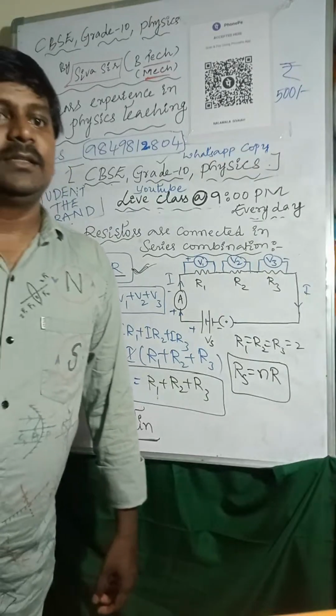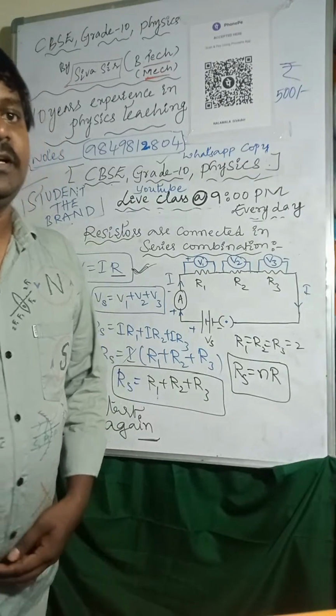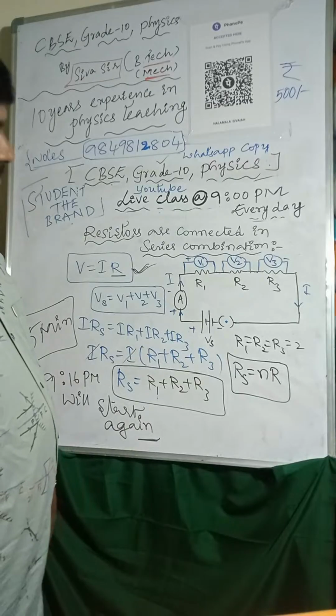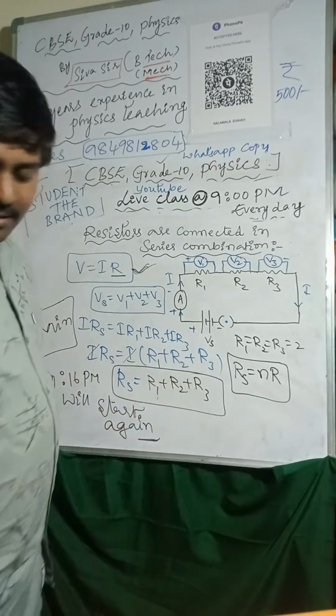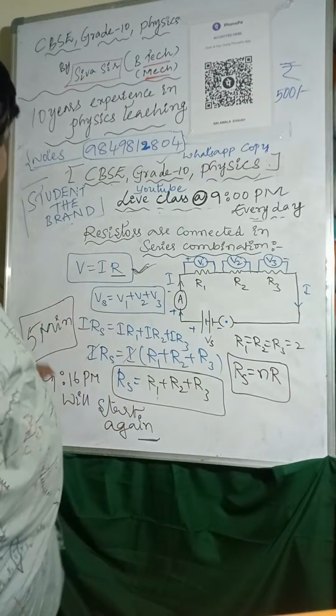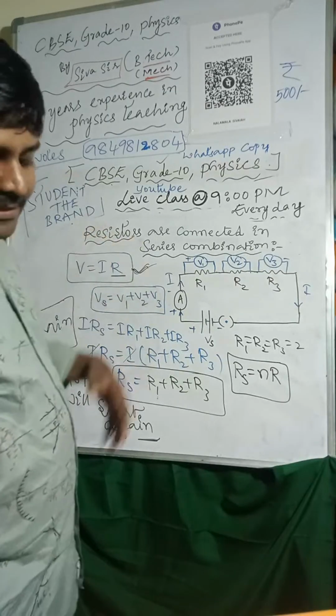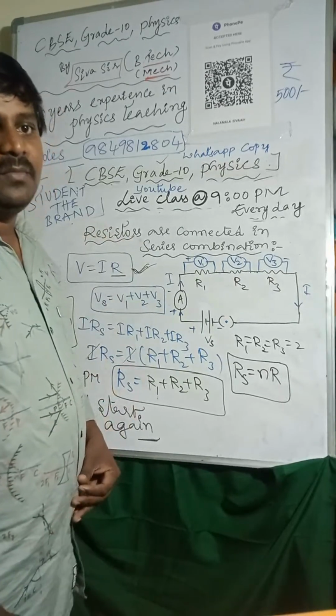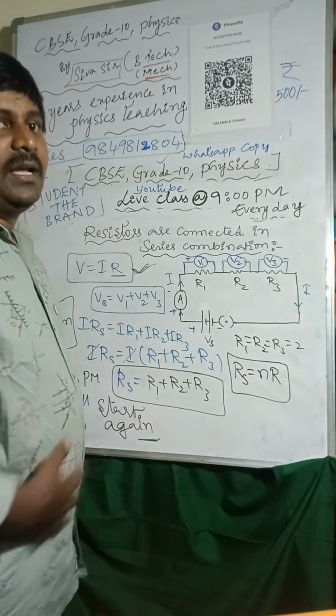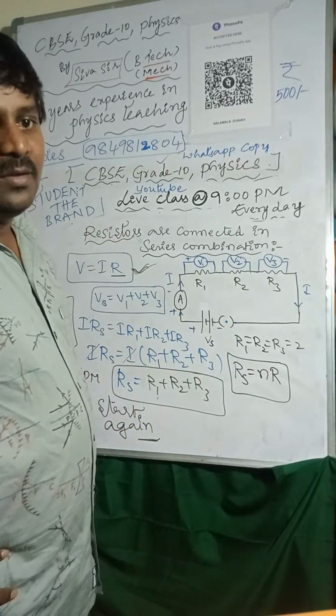Right. Shall we start? I hope it is clear to you. That is about resistors connected in a series combination. Now I will work out resistors connected in a parallel combination.